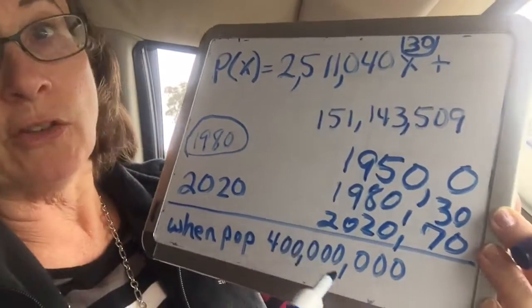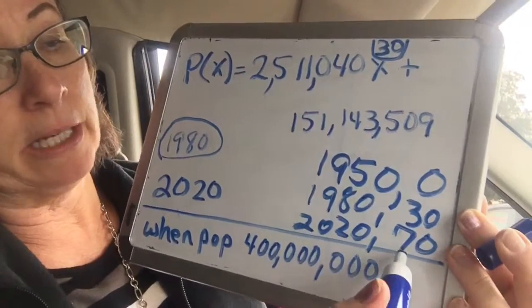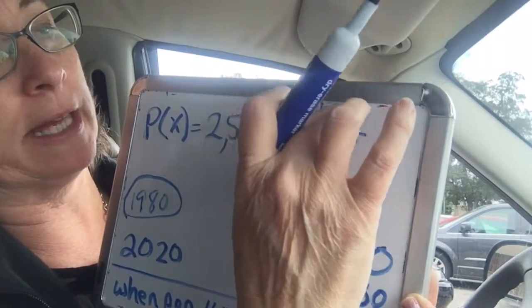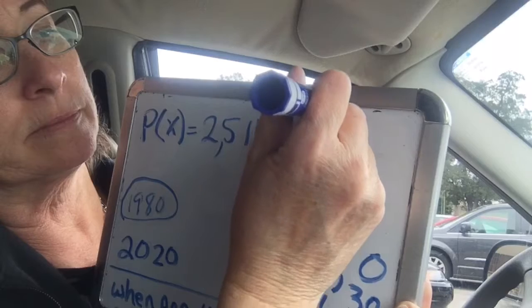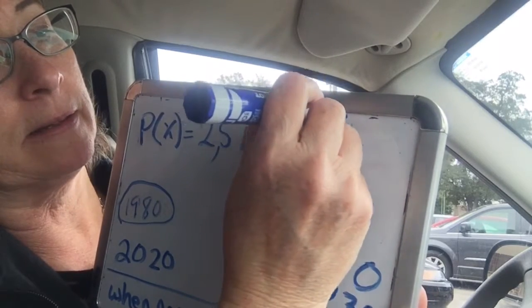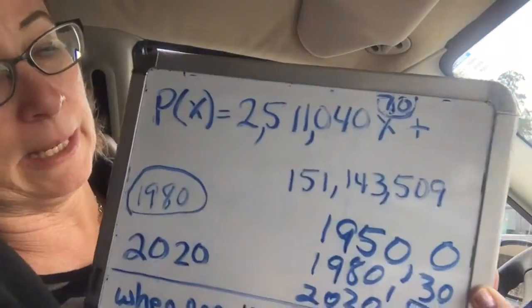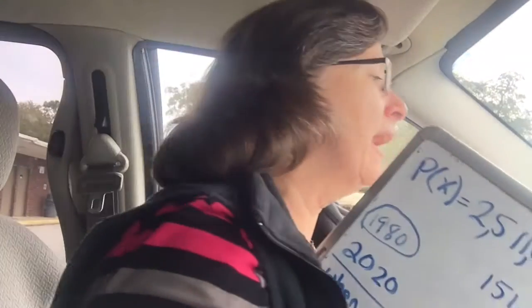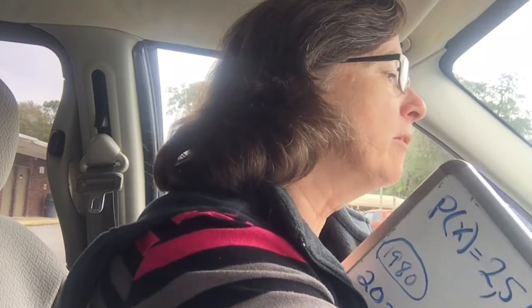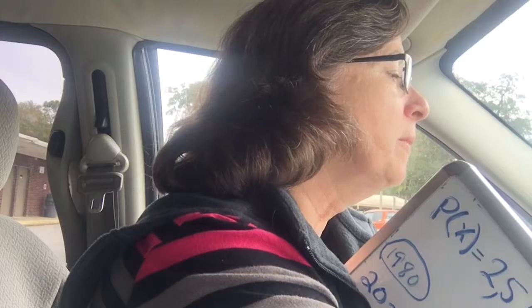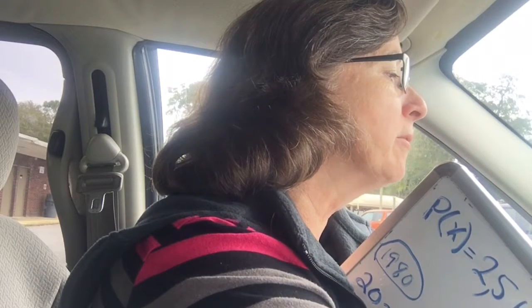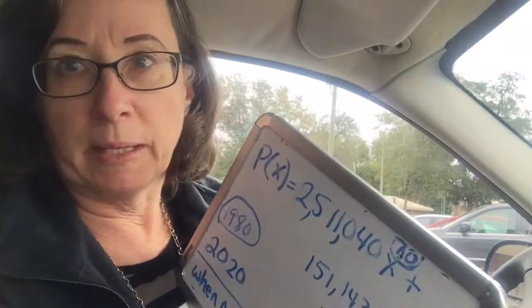So for 2020, we're going to use the year 70. So we're going to plug 70 right up here for the x, because it's the 70th year after 1950. Okay, so we're going to plug in the 70, and we're going to get, for that one, they said it was 326,916,309. A lot of people.